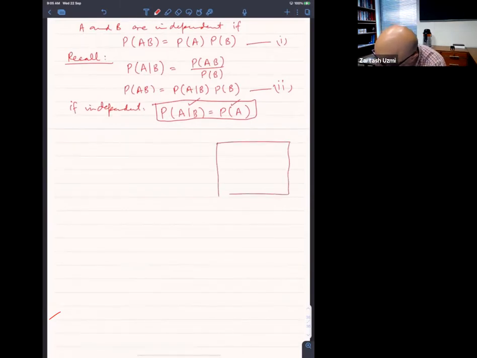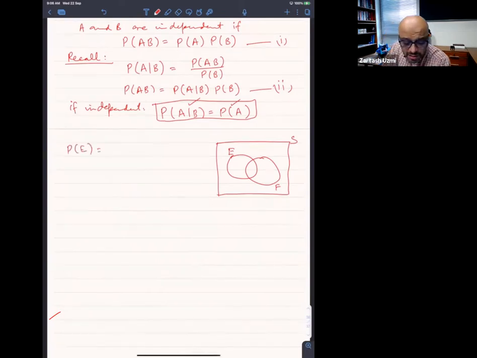And the intuitive explanation is, let's say you have an event E and another event F in the sample space, okay? So what is probability of E? Probability of E is the proportion of the sample space which is covered by E, okay? Number of points in E divided by number of points in S, okay?